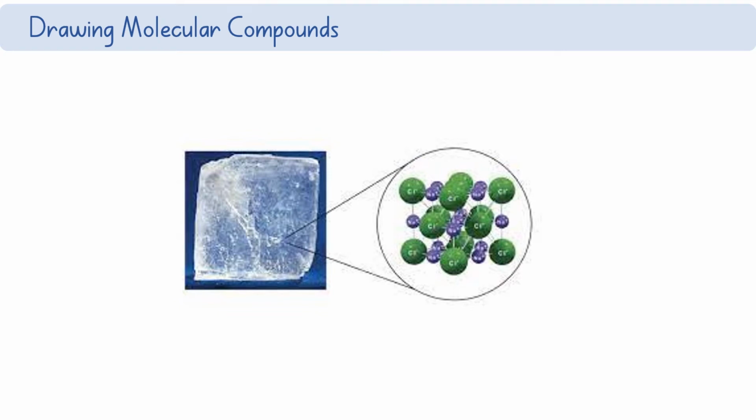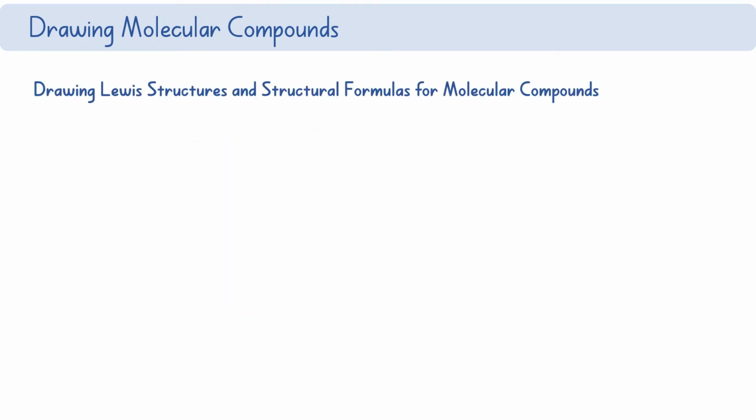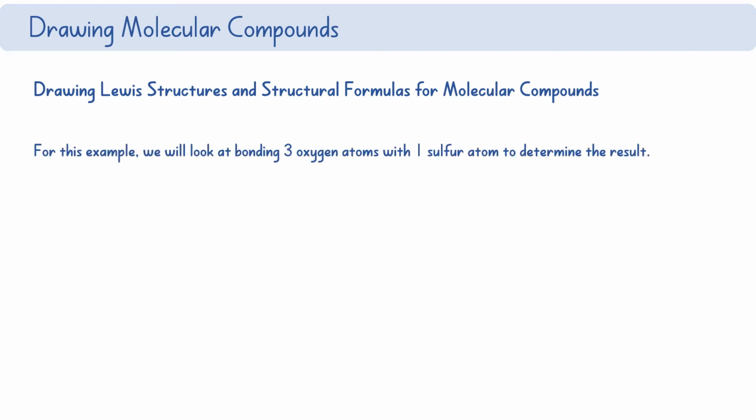Drawing molecular compounds. Drawing Lewis structures and structural formulas to represent molecular compounds. For this example, we will look at bonding 3 oxygen atoms with 1 sulfur atom to determine the result.